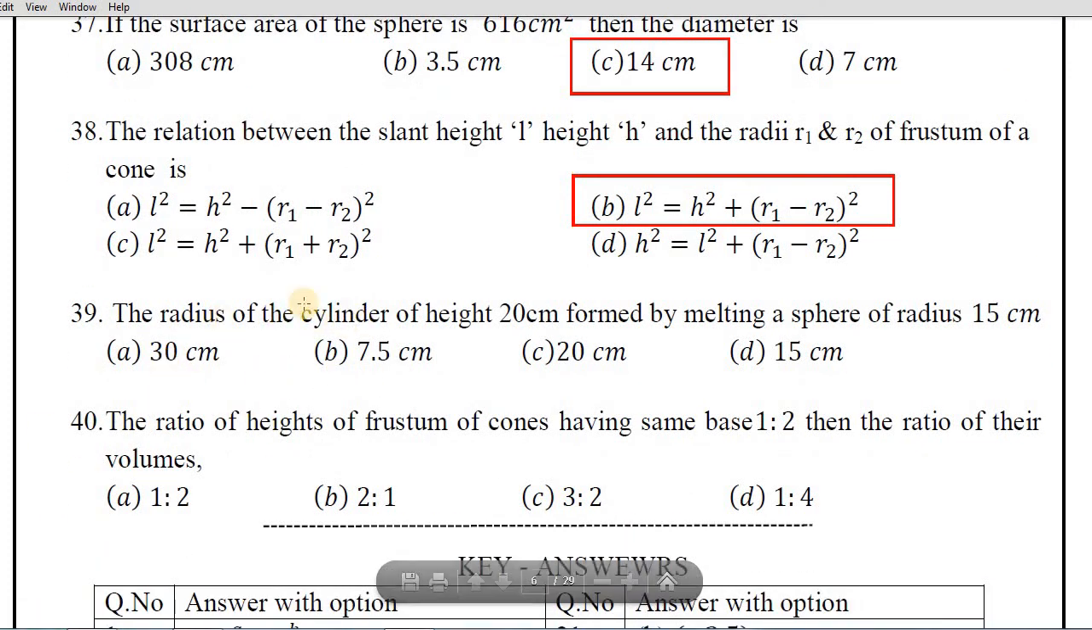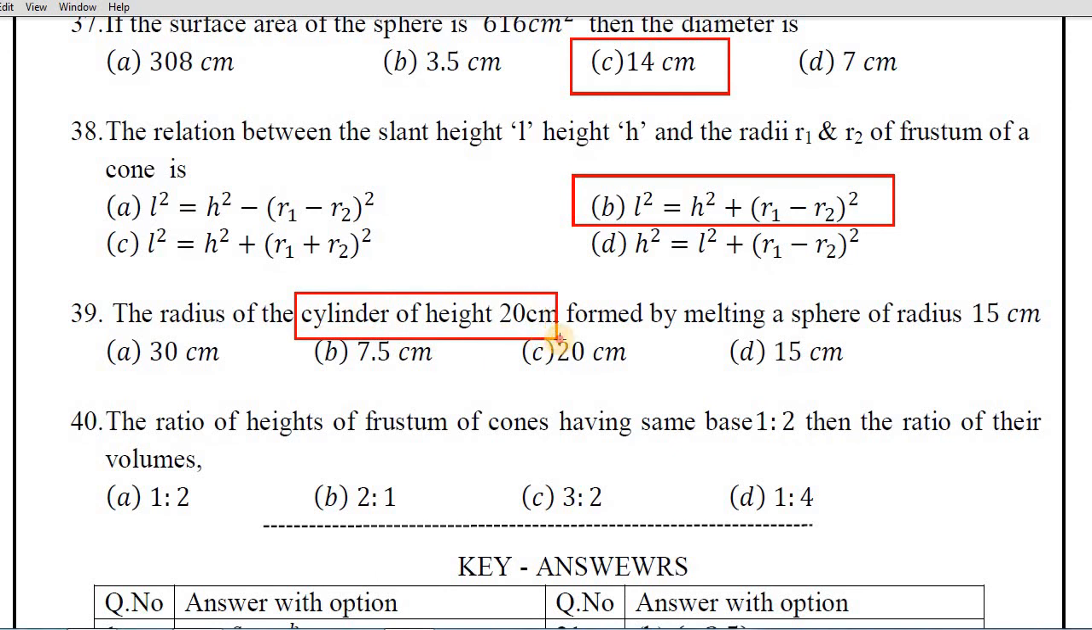The radius of a cylinder of height 20 centimeter, means the height of the cylinder is given, that is 20 centimeter, formed by melting a sphere of radius 15 centimeter. Means conversion of an object is taking place. So what are they making? They are making the cylinder by melting the sphere, means volume of cylinder is equal to volume of sphere. Radius is given, so substitute that radius in the sphere formula, but the radius of the cylinder you wanted to find, that you call capital R, and height is 20 centimeter.